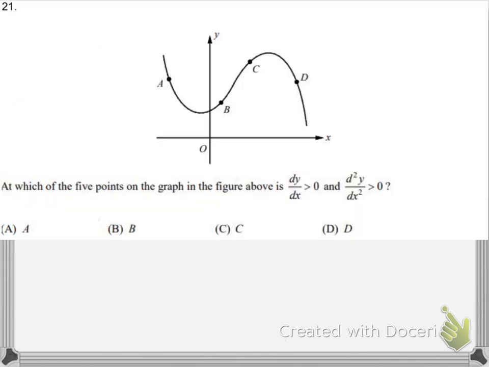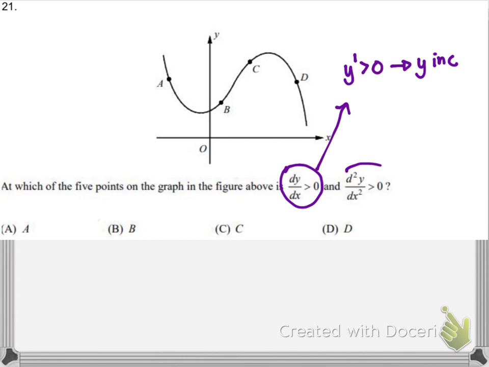All right, so for 21, we are given the original function, and we want to find out where dy over dx is greater than 0. What does this mean? dy over dx greater than 0 means the first derivative is positive. It also means that our graph is increasing there. The d squared y over dx squared being positive tells me my second derivative is greater than 0. It tells me my y is concave up there.